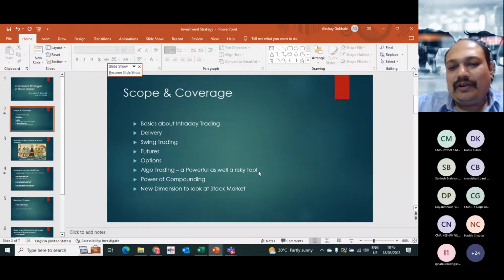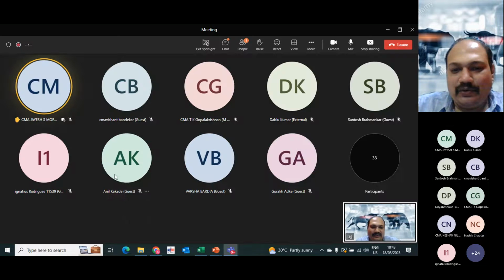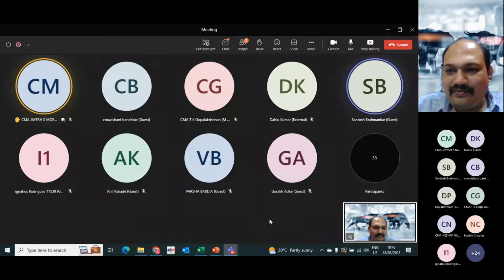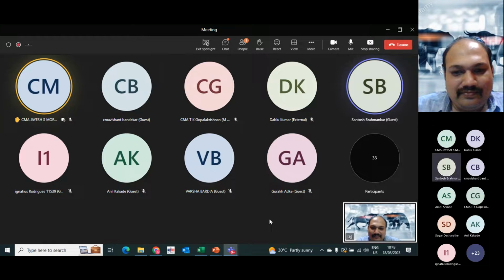Then algo trading, a powerful as well as a risky tool. Do you know algo trading? What is that? Can anyone tell me what is algo trading? Yes, trade by system, which is a defined rule.